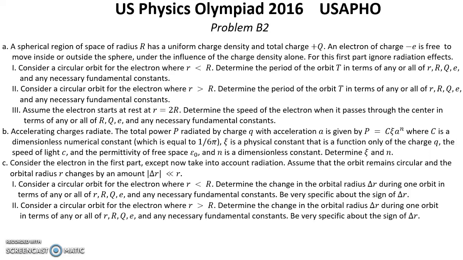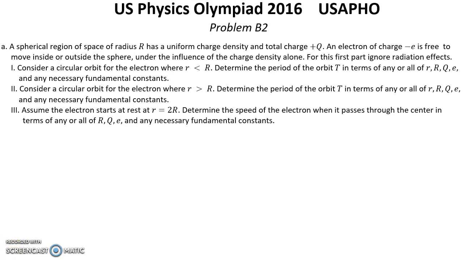Question 2. Consider a circular orbit for the electron where small r is greater than big R. Determine the change in the orbital radius delta r during one orbit in terms of any or all of small r, big R, q, e, and any necessary fundamental constants. Be very specific about the sign of delta r.